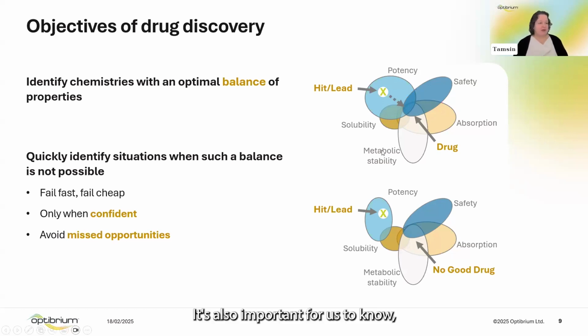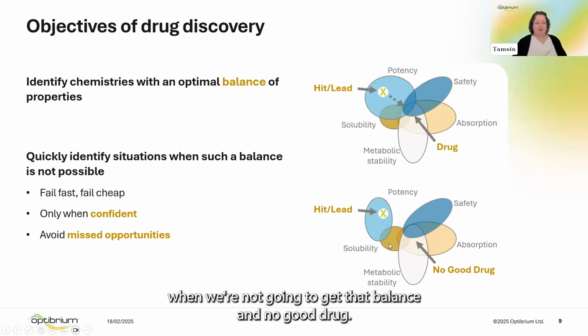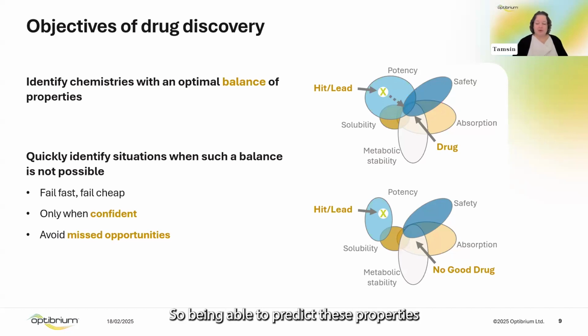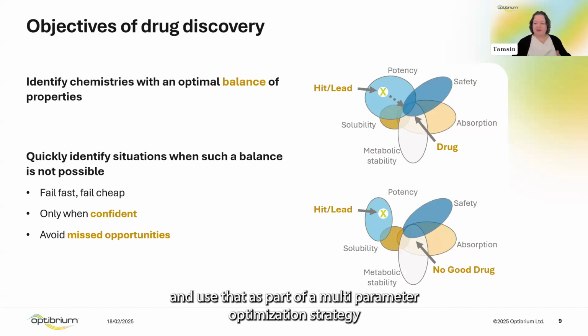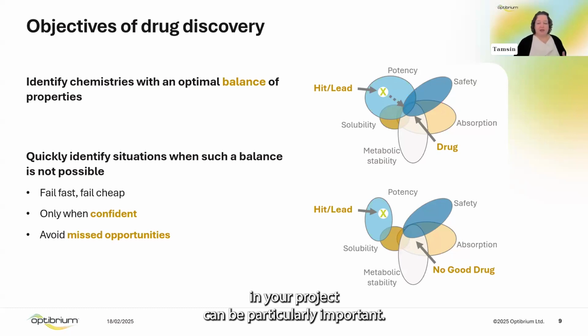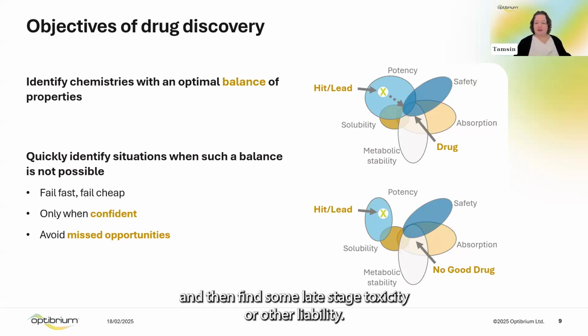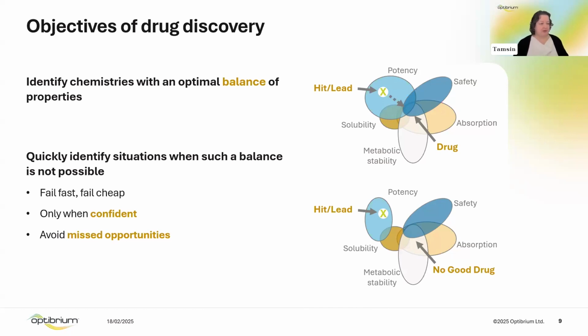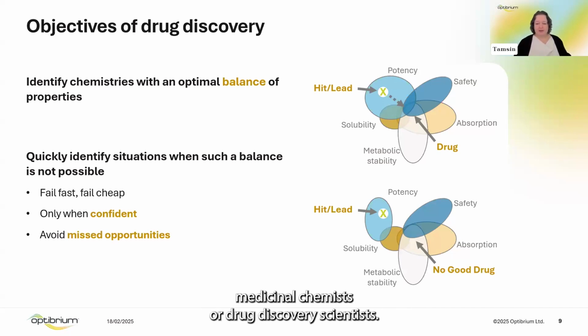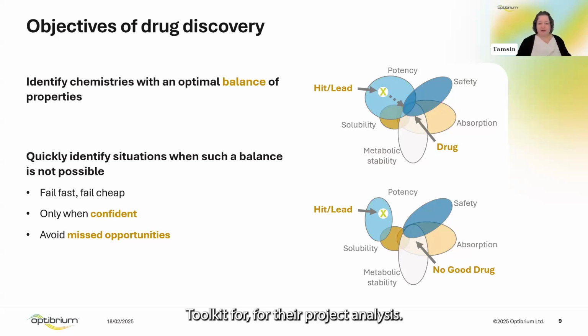It's also important for us to know when we're not going to get that balance and no good drug is going to be available. So being able to predict these properties and use that as part of a multi-parameter optimization strategy in your project can be particularly important. It can also help you to avoid any surprises later in a project where you might have optimized your compound and then find some late stage toxicity or other liability that you weren't expecting. So property predictions really form a very critical key part of a medicinal chemist or a drug discovery scientist's toolkit for their project analysis.